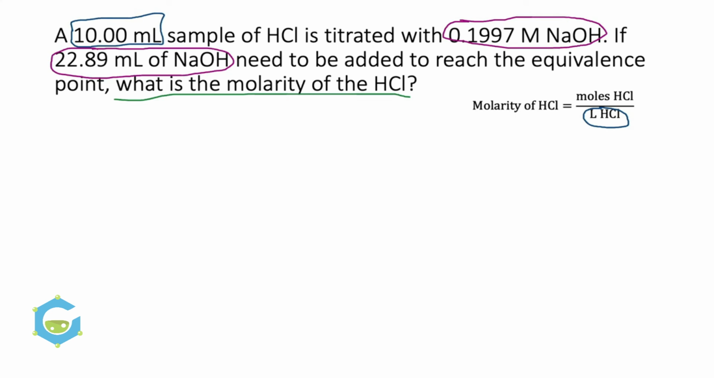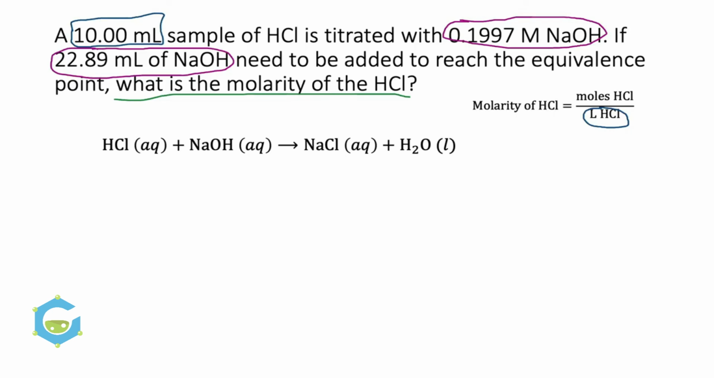And then all we need to do to figure out how many moles of HCl we have is think about our mole ratio. So let's write a balanced equation for what's happening as we titrate. And basically, we have aqueous HCl plus aqueous NaOH forming aqueous sodium chloride and liquid water.